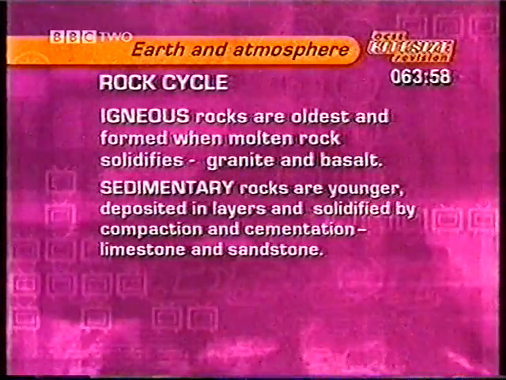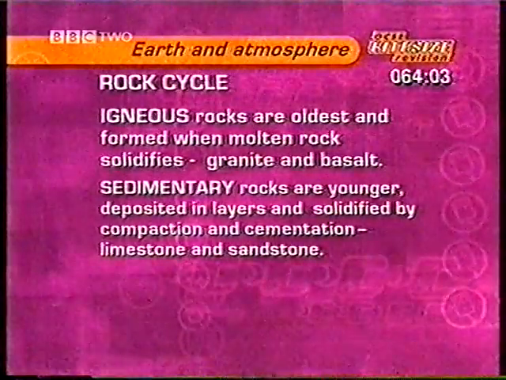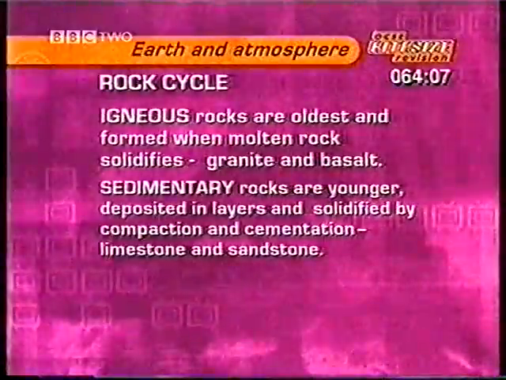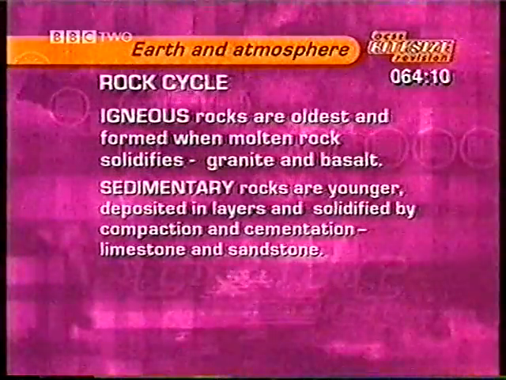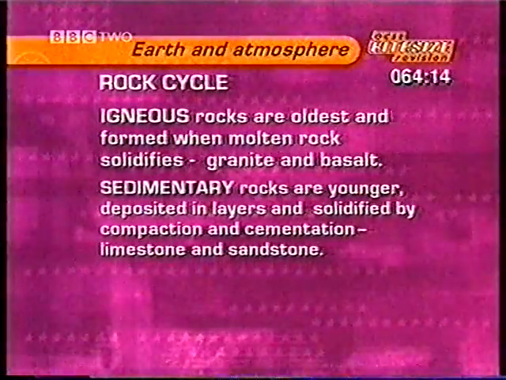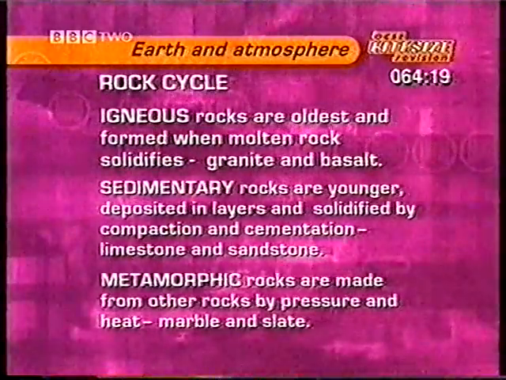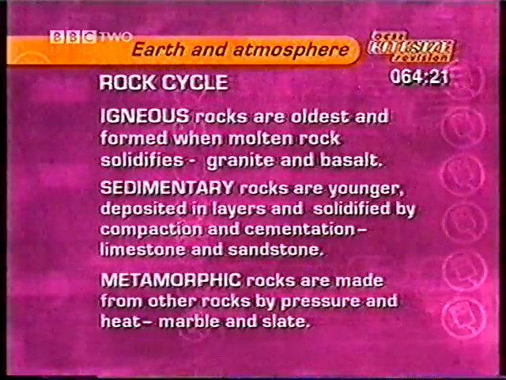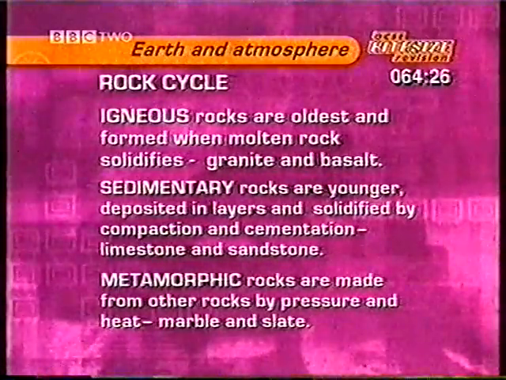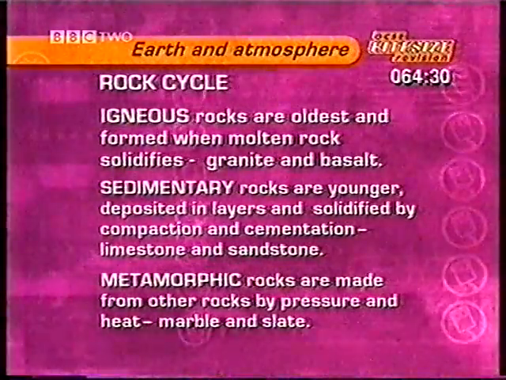Sedimentary rocks are younger. They are deposited in layers made from eroded particles of igneous rock and other material. They're changed into solid rock by pressure and heat, compacting and cementing the lower layers. Examples of sedimentary rock are limestone and sandstone. Metamorphic rocks are made from other rocks by great pressure and heat. Examples of metamorphic rock are marble and slate.